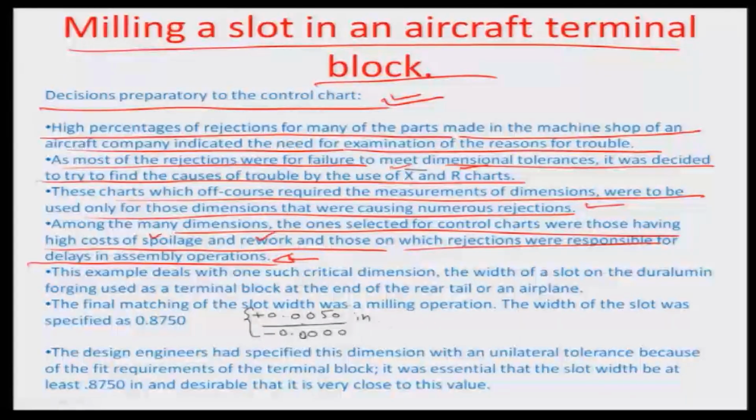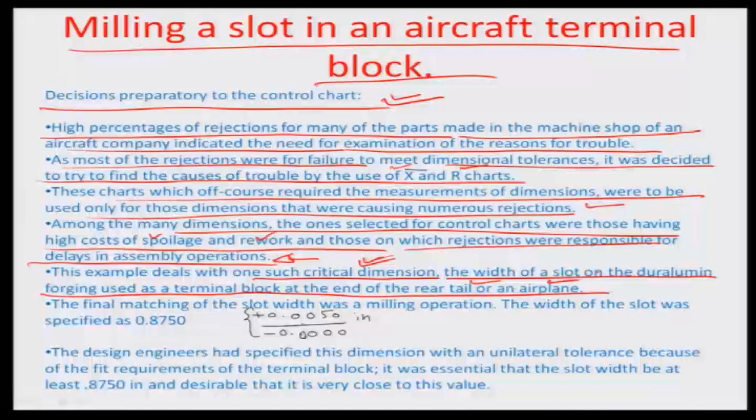And so, one critical dimension was isolated to be of very important nature, and that was the width of a slot on the duralumin forging used as a terminal block at the end of the rear tail of an airplane. The final matching of the slot width was a milling operation, and the width of the slot was specified to be 0.8750 inches mean, and the specification limits said that it has to be within plus 0.0050 inches and minus 0.000 inches. So, that is about the way this example was envisioned.